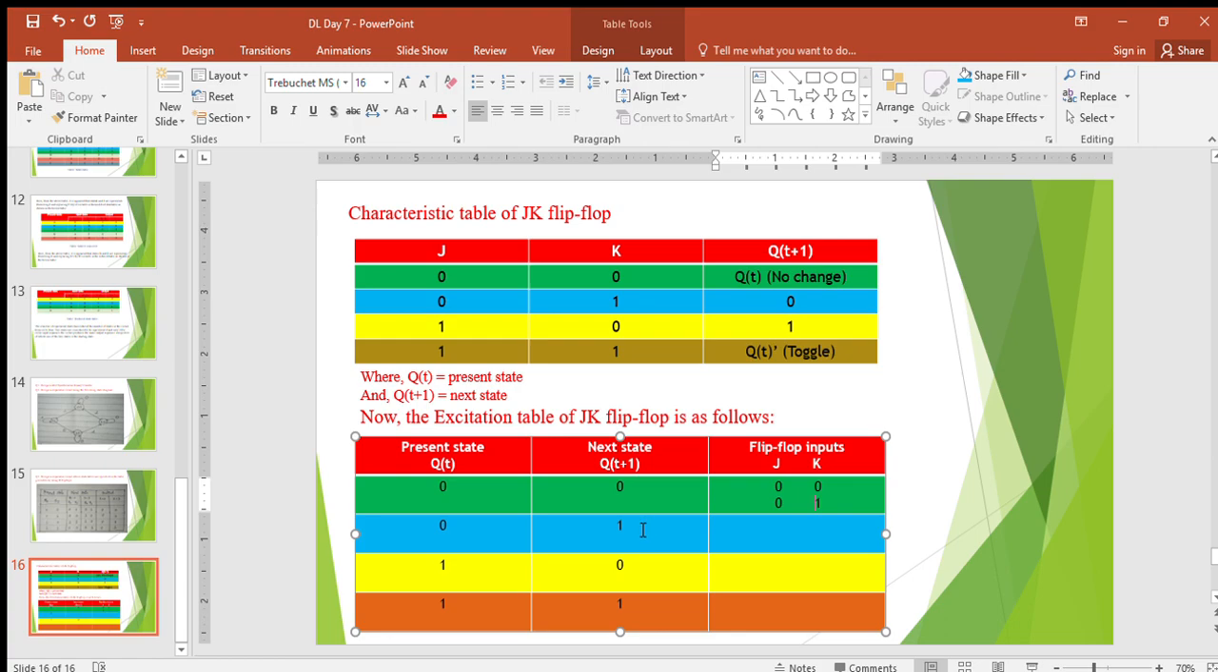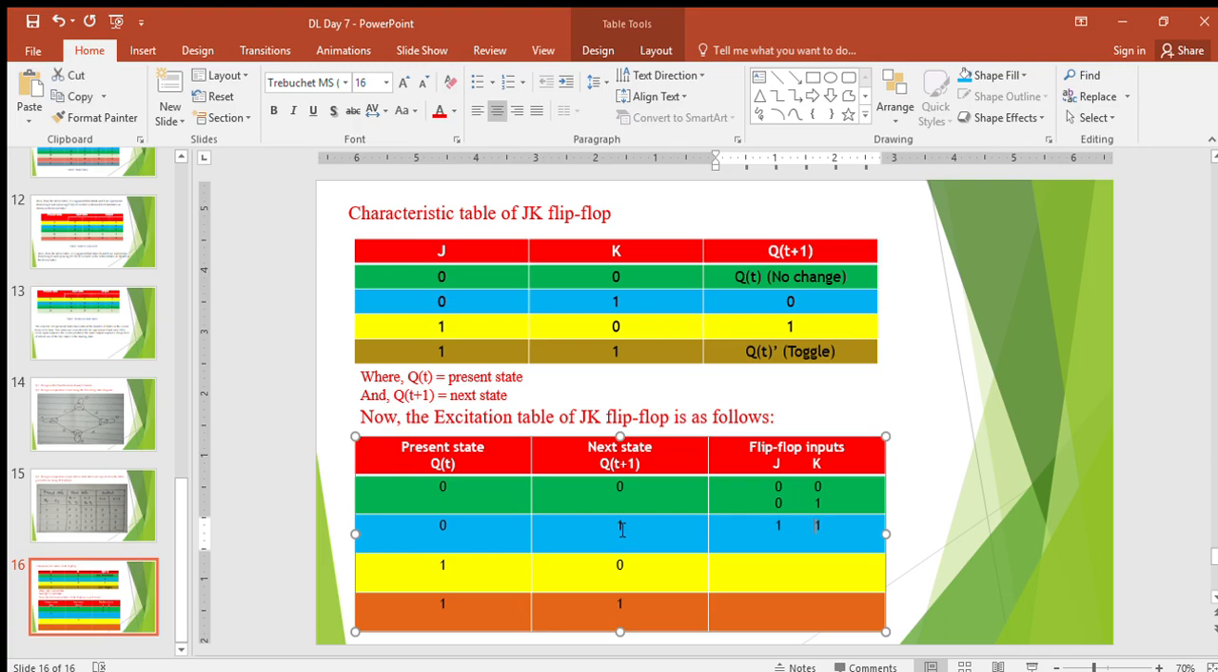Now let's go to the second state. Here it is 0 1. Now look at here, Qt is 0 and Qt+1 is 1. See, it is a toggle condition, or a complementing condition. The value of Qt is 0 and Qt+1 is 1. It means the value of Qt is complemented, toggled here. When Qt+1 has a toggled value, then both inputs have the value 1. Yeah, 1 1, since it is a toggle condition.